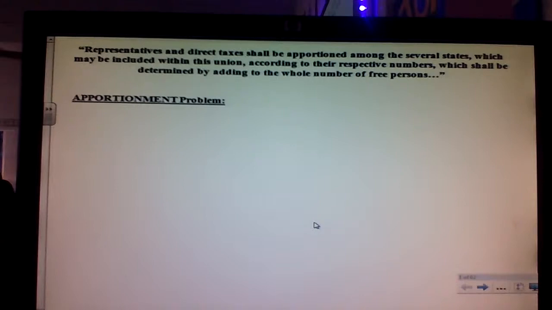So, this entire chapter is on apportionment. Okay, so representatives and direct taxes shall be apportioned among several states, which may be included within this union, according to their respective numbers, which shall be determined by adding to the whole number of free persons.